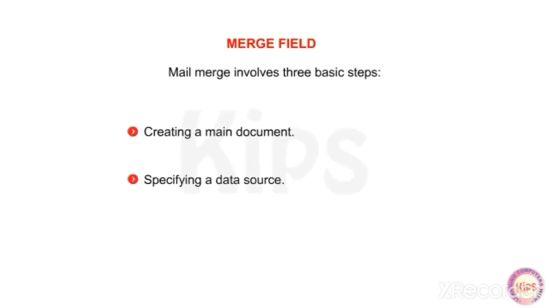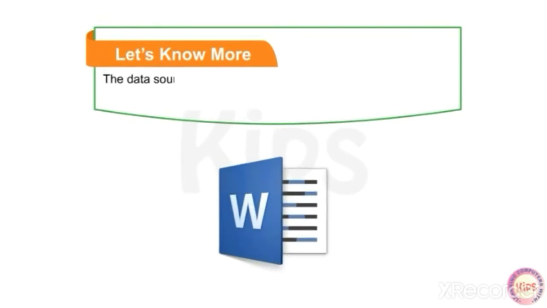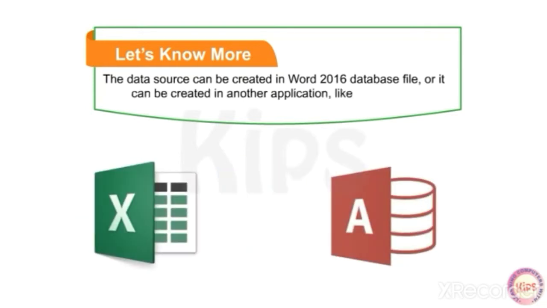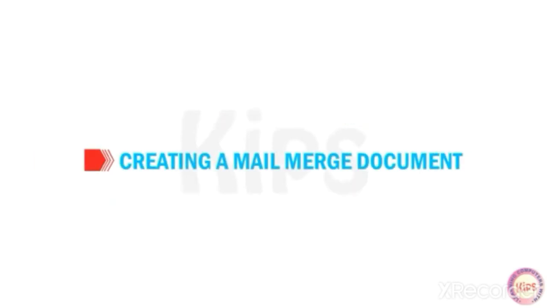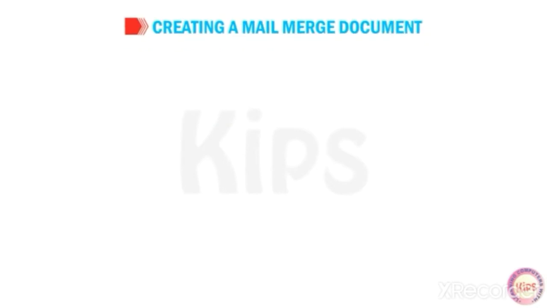Mail merge involves 3 basic steps: creating the main document, specifying a data source, and merging the data source with the main document. Let us know more. The data source can be created in a Word 2016 database file or it can be created in another application like Excel 2016 or Access 2016. Creating a mail merge document. There are 6 steps to create a mail merge.